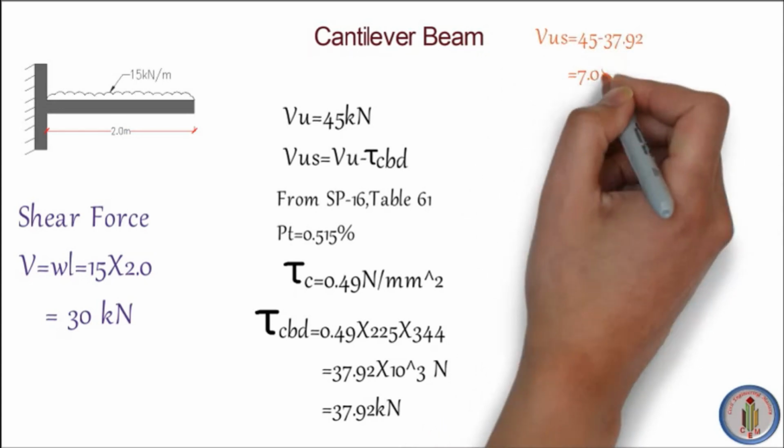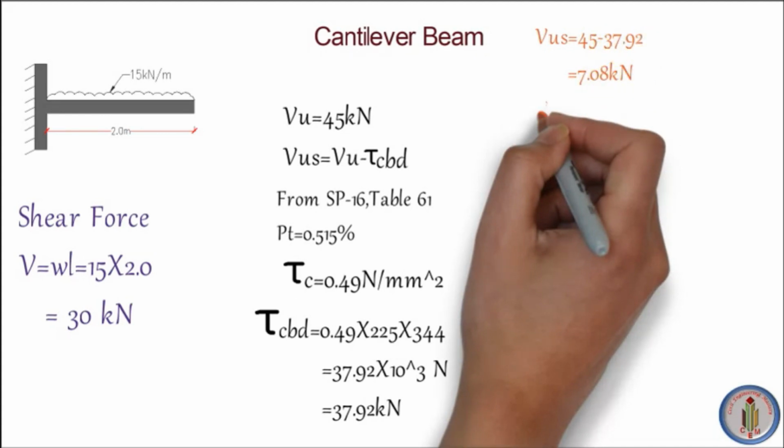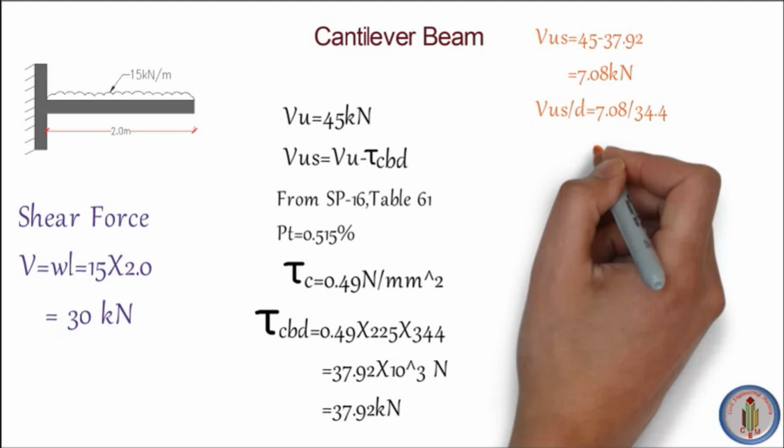Next we have to find out the Vus value, which is Vu minus tau c bd. So we get 7.08 kilonewton. Then Vus by d, where Vus is in kilonewton and d is the effective depth. Here we have to mention the effective depth in centimeter, so that is 34.4 centimeter.